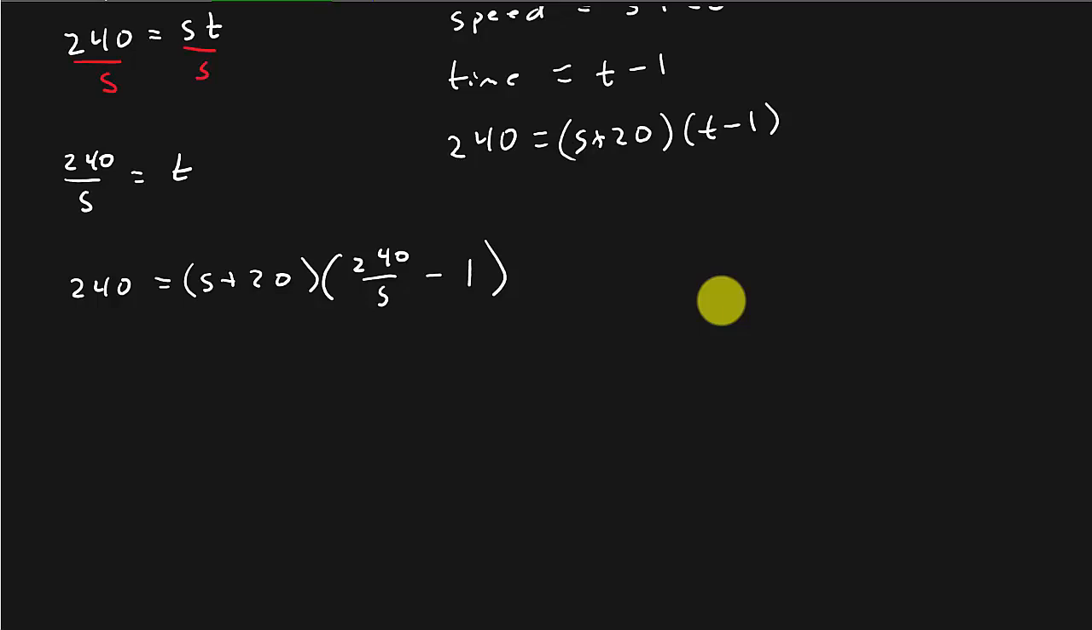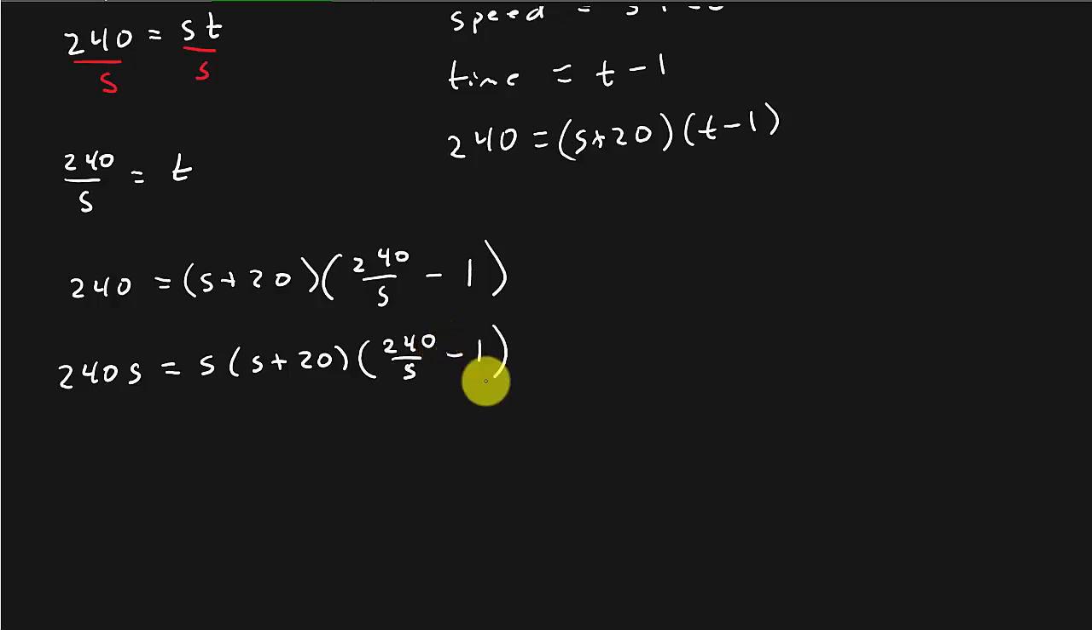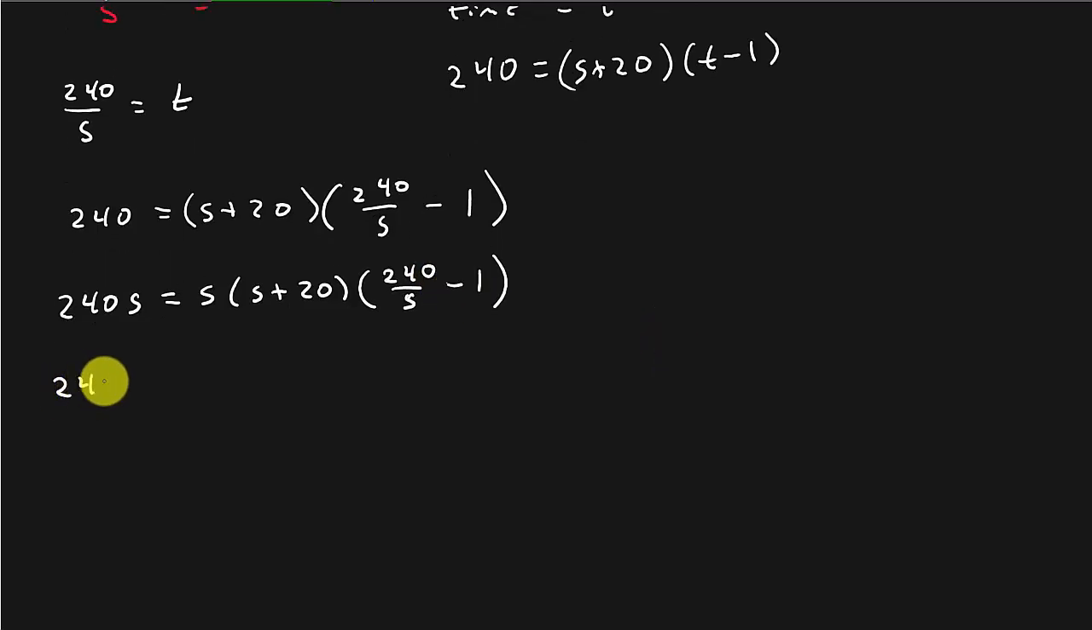All right, now let's get rid of this fraction. So I'm going to multiply both sides by S. That's going to give me 240S is equal to, now the whole point of this is to get rid of the fraction, so I'm going to multiply the S times this.